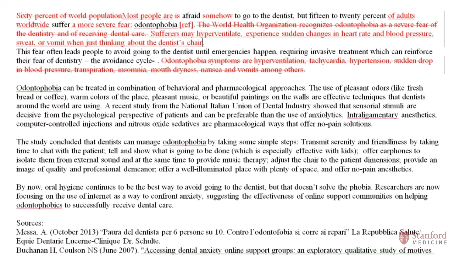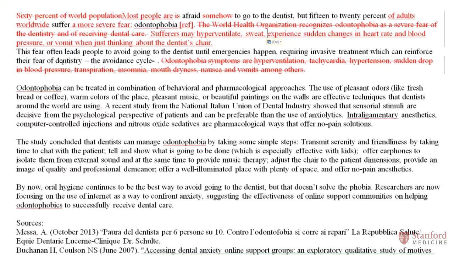And then I might move the word sweat up here because this is kind of a long description, experience sudden changes, so it flows a little better if we put hyperventilate, sweat, and then this longer description, or vomit when just thinking about the dentist chair. And I don't think we need to list all of the symptoms here. I think we just need to give enough to give the reader a sense that this is pretty severe.